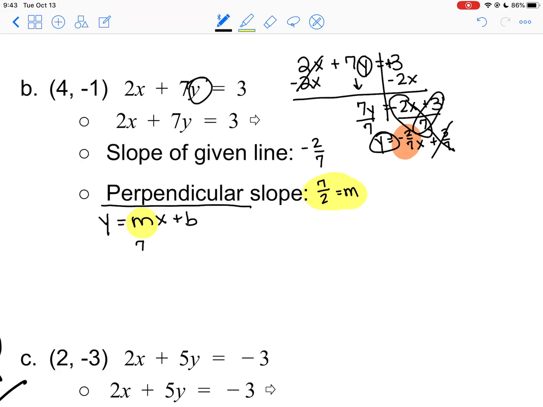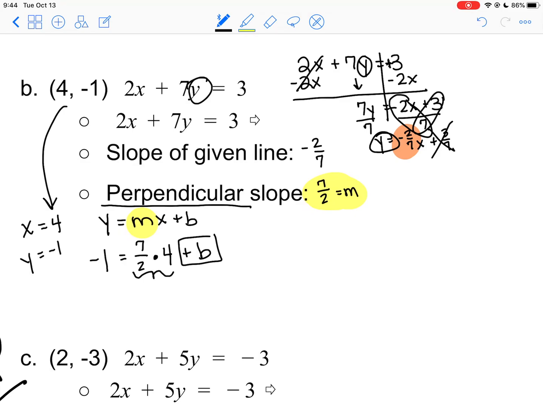I'm going to plug that in, as well as the x and y value from this ordered pair. So x is 4 and y is -1. For y, I plug in -1, and I have -1 equals 7/2. I'm going to multiply that by the x value, which was 4. And then I want to find this b value for my new line.